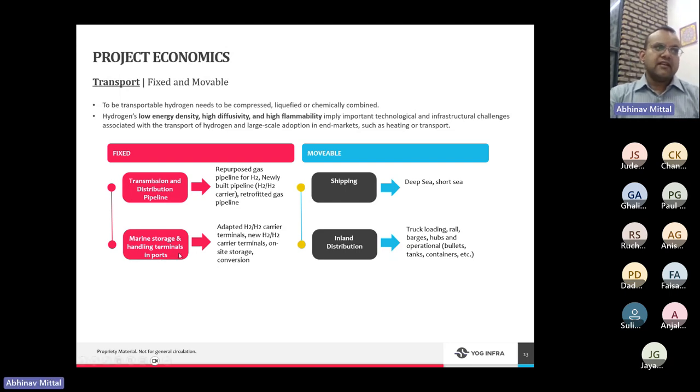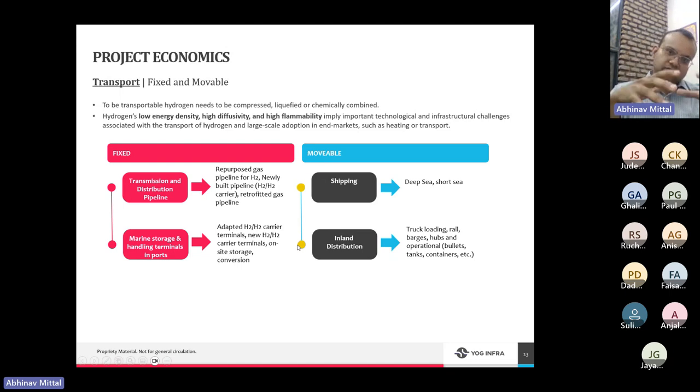Marine storage and handling terminals and ports. So this is one of the most common transport mechanisms, especially if you want to export hydrogen to a different location. However, when you do ship transport or marine transport, the carriers have to be specially modified or adapted for transporting green hydrogen, and especially the terminals also.